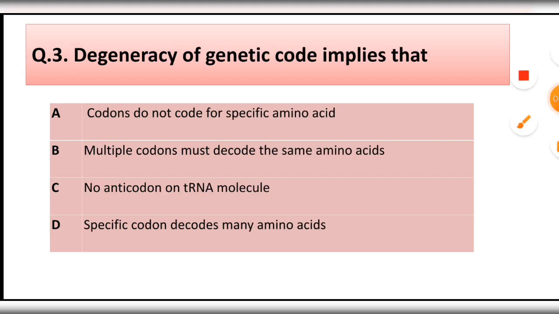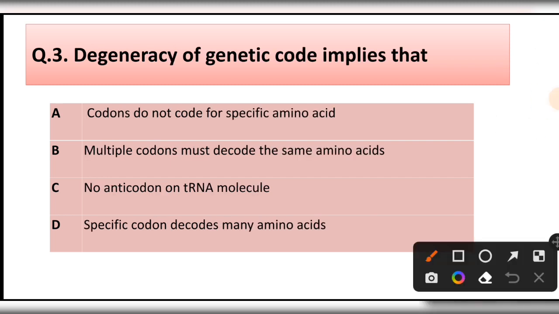Question 3. Degeneracy of genetic code implies that codons do not code for specific amino acids. Multiple codons must decode the same amino acid. No anticodon on tRNA molecules. Specific codon decodes many amino acids. Correct answer is option B. Multiple codons must decode the same amino acid.